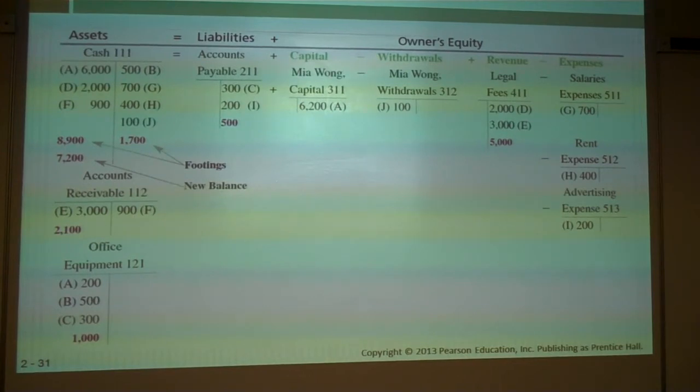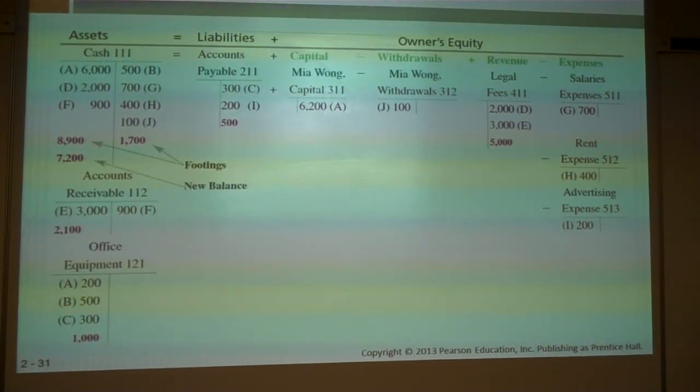So here we have footed everything. We've subtracted the smaller number from the larger number. Hopefully the balance is on the normal balance side for those accounts. Cash, the balance is on the left side, which is where its normal balance is. Accounts receivable, office equipment, those all look correct. Accounts payable, its normal balance is on the credit side, and we only had credit entries there. Capital, we only had one. Withdrawal, we only had one transaction. What kind of an account is the withdrawal account?